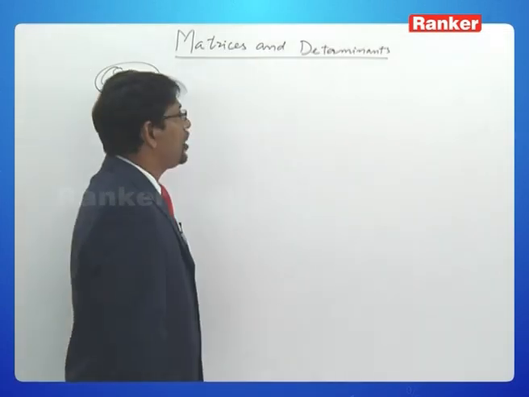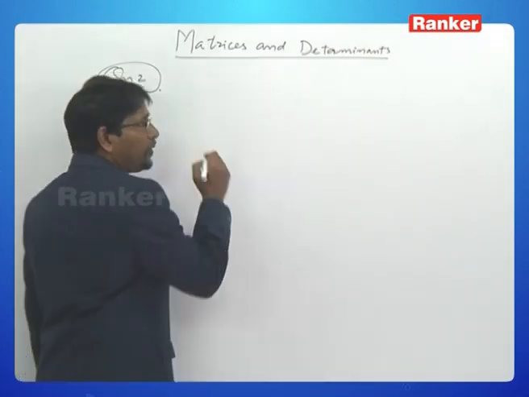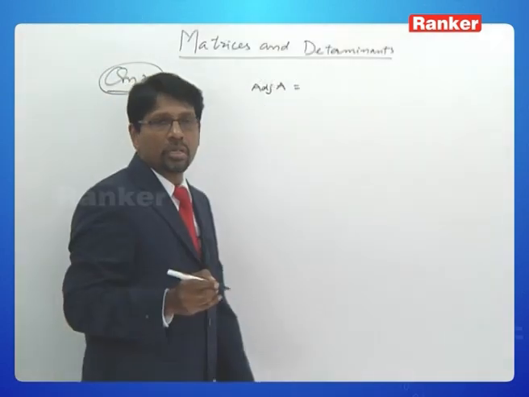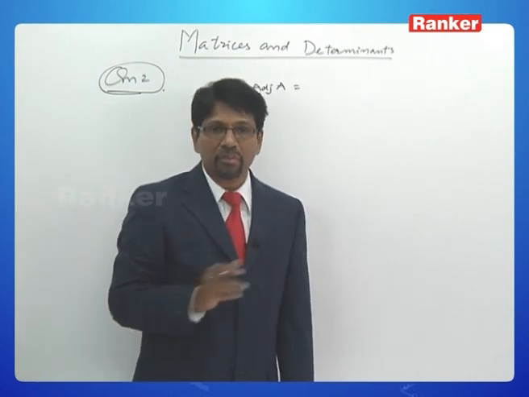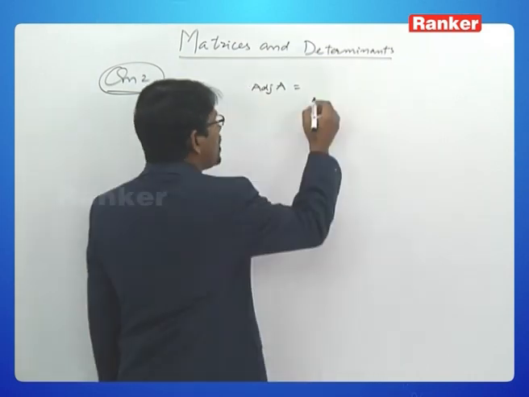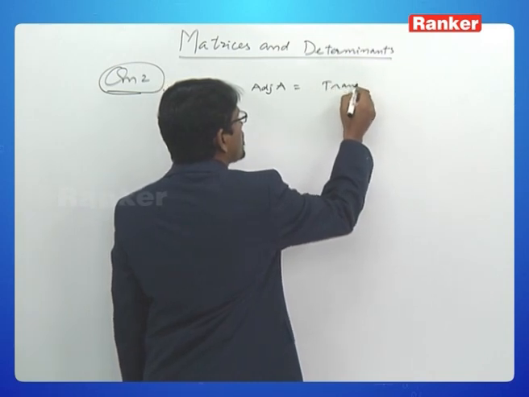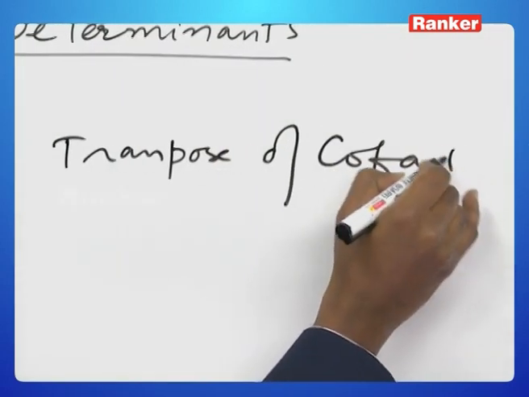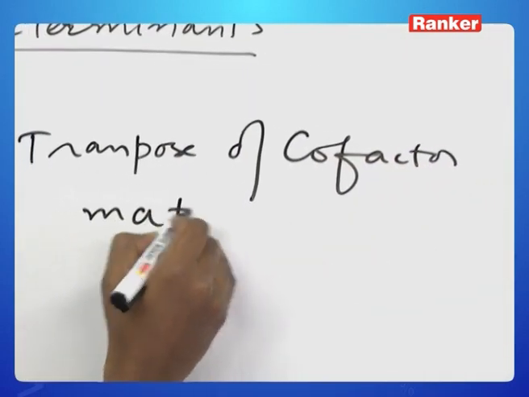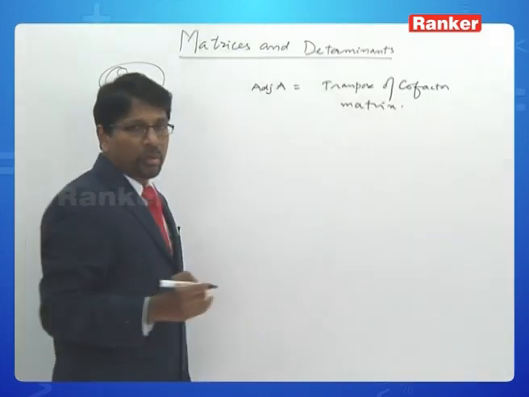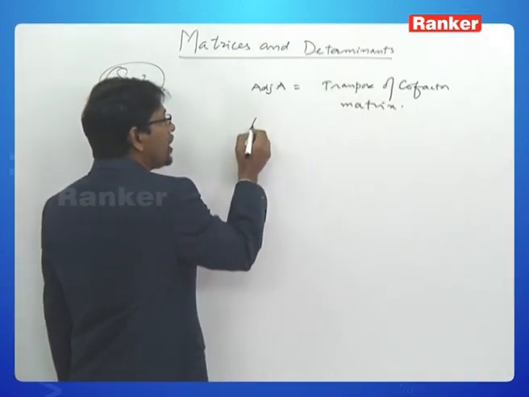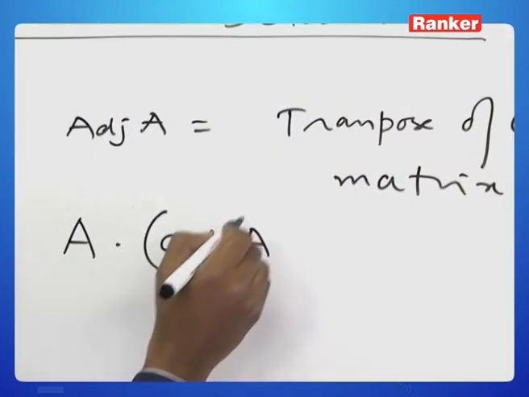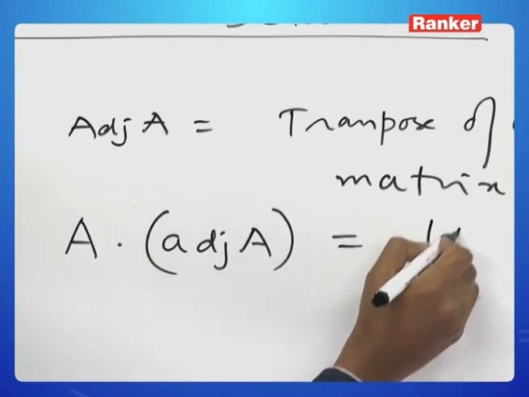Now, what is first of all adjoint of a matrix? Adjoint of a matrix is the transpose of the cofactor matrix. One important property of this is that A into adjoint of A is equal to determinant of A into I.